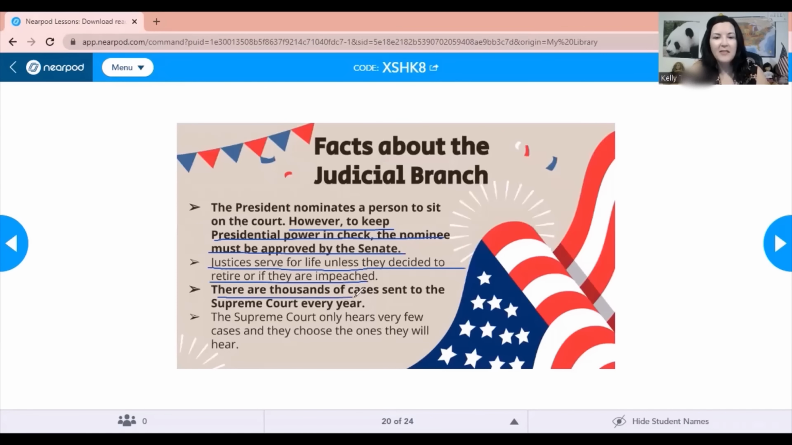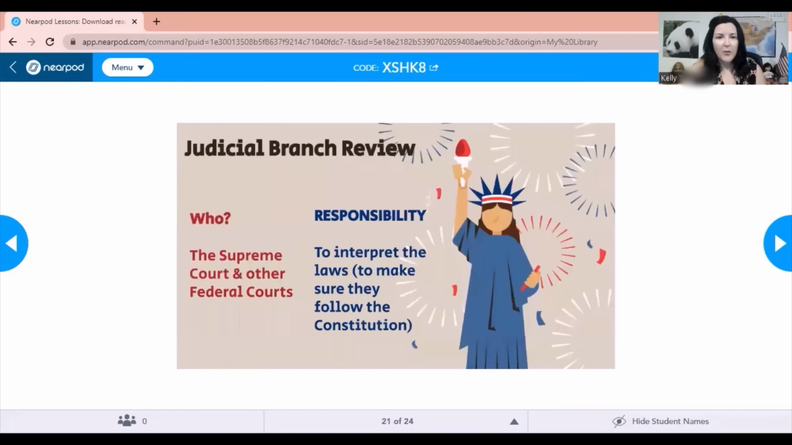There are thousands of cases sent to the Supreme Court every year. The Supreme Court only hears very few cases, and they choose the ones they will hear. So they get about 7,000 to 8,000 cases every year, and they only hear about 150 or so. Who is in the judicial branch? The Supreme Court and other federal courts. What is their responsibility? To interpret the laws, to make sure they follow the Constitution.